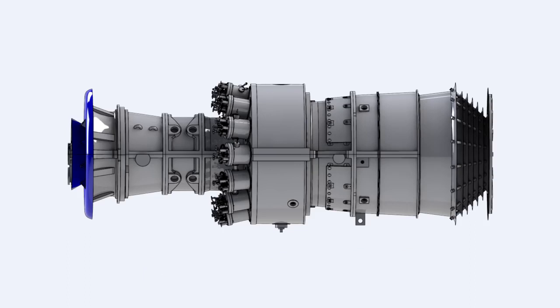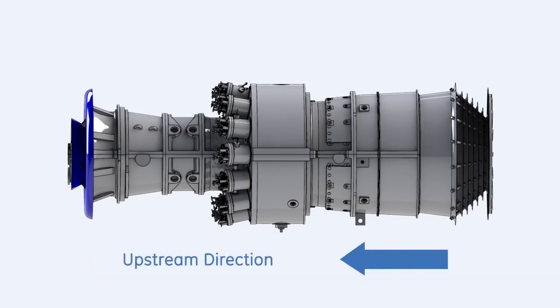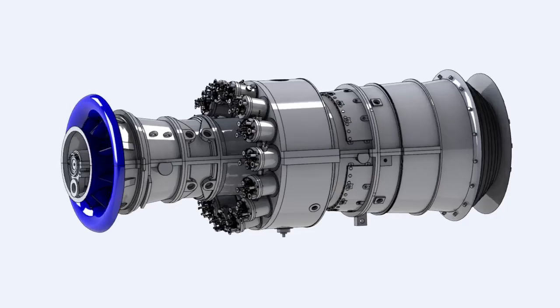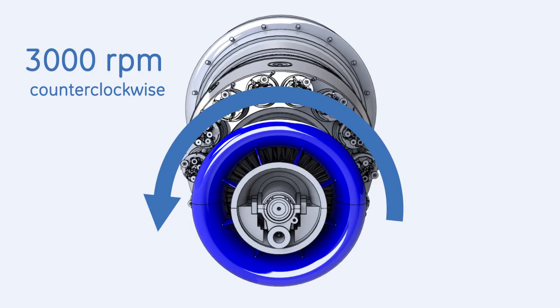The direction of the airflow inside the compressor is defined as the downstream direction, and the opposite is to be the upstream direction. The right and left are defined by standing on the forward end and looking downstream. The shaft of this gas turbine rotates at 3,000 RPM counterclockwise as viewed looking downstream.